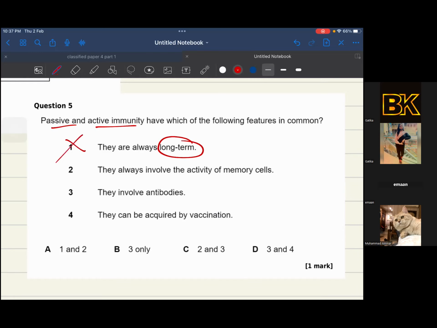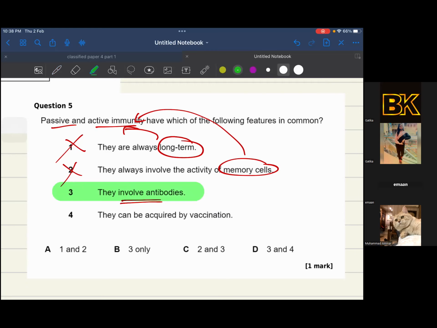So we're going to remove this. They always involve the activity of memory cells. Does passive immunity involve the activity of memory cells? No, it's only for active. Long term is also for active. Memory cells also for active. Right? They involve antibodies. True? Yeah, I think. It's not saying whether it's made or not, it's just asking if they involve antibodies. So of course they both do. It's not asking about whether it's made by the organism or not.